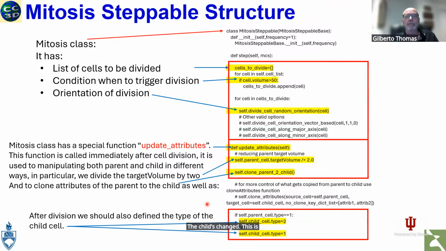This is a way to create separate types of cells in your division.